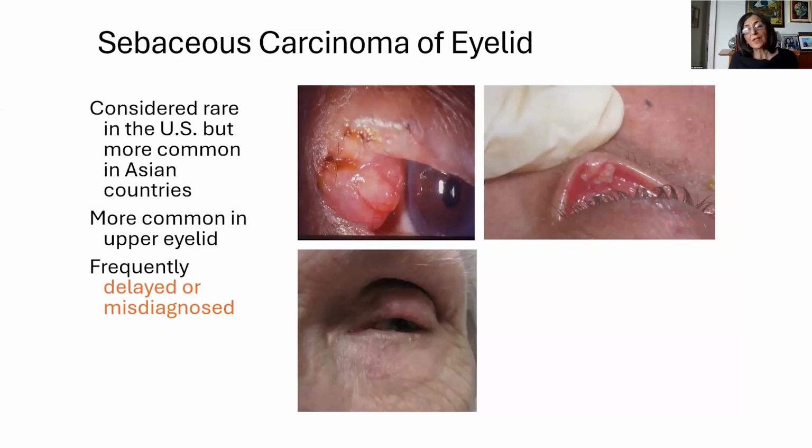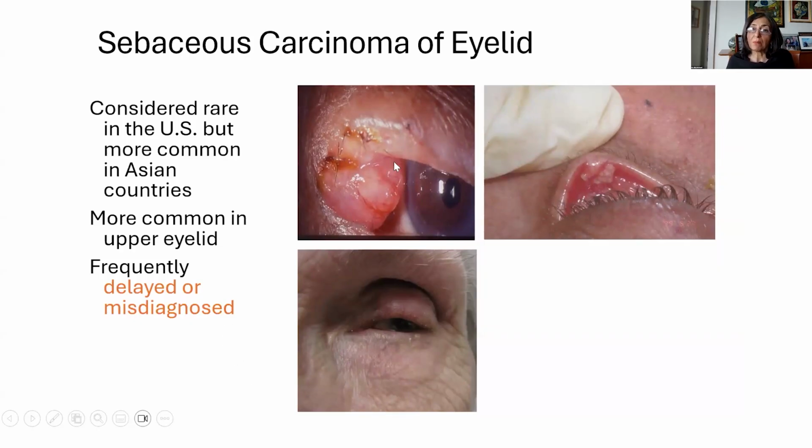But important to note that in large parts of the world, very highly populated parts of the world, such as Asia, China, India, Japan, sebaceous carcinoma is considered the most frequently encountered cancer of the periocular region, of the eyelid area. So an important entity and well familiar to us, but it's still a rare condition in the United States.